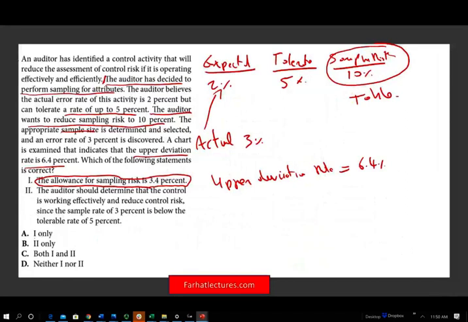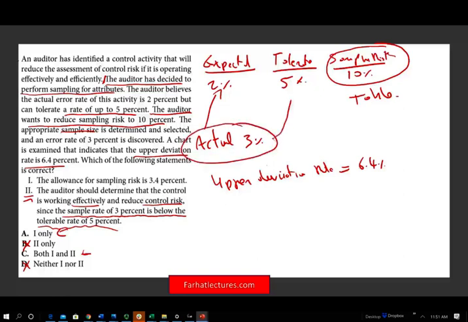So the first one is correct. So I'm going to keep one, take out B, keep C, take out D. So the allowance for sampling risk is 3.4. Two: the auditor should determine that the control is working effectively and reduce control risk since the sample rate of 3% is below the tolerable rate of 5%. What they're saying in number two is that the auditor should conclude that the control is working effectively and reduce the control risk since the actual sample rate of 3% is below the tolerable rate of 5%.